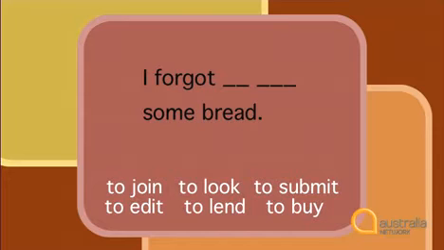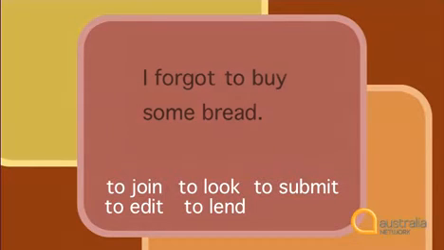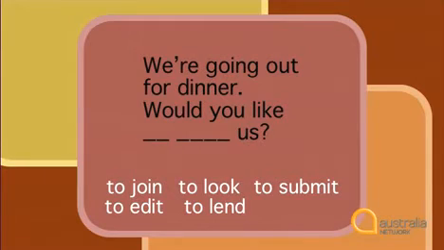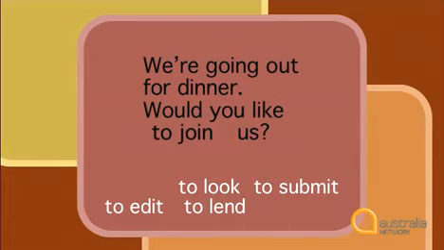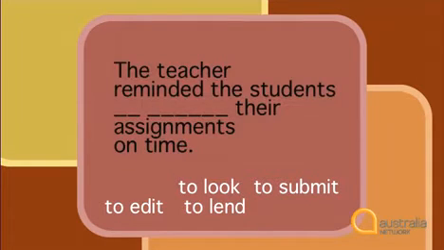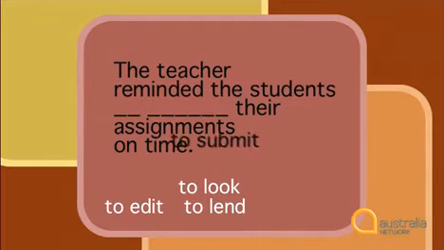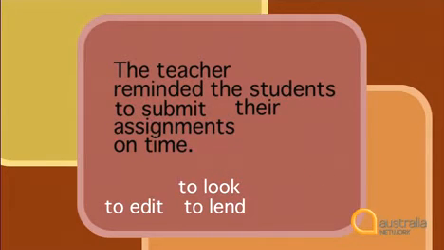Do you know which verb will fill the gap? The completed sentence is, I forgot to buy some bread. Here's another one. We're going out for dinner. Would you like us? We're going out for dinner. Would you like to join us? How about this one? The teacher reminded the students their assignments on time. The teacher reminded the students to submit their assignments on time.